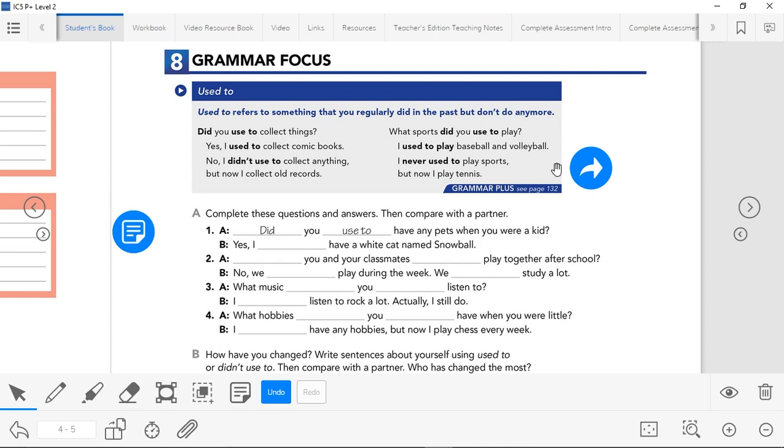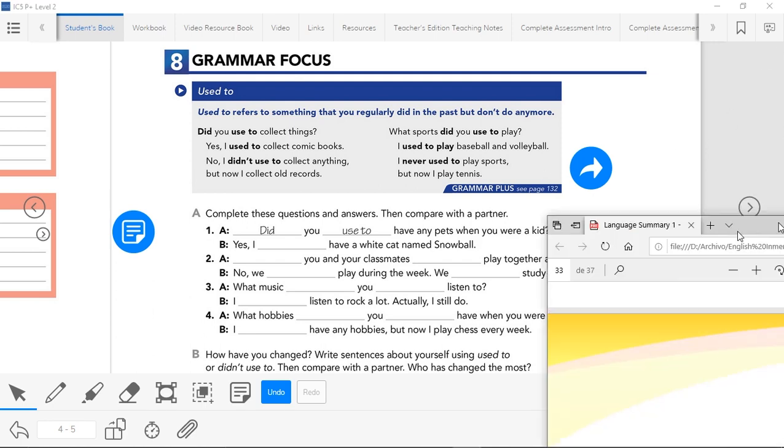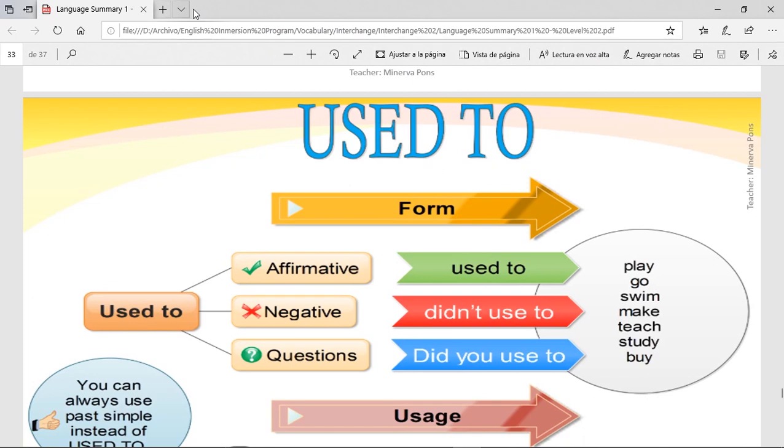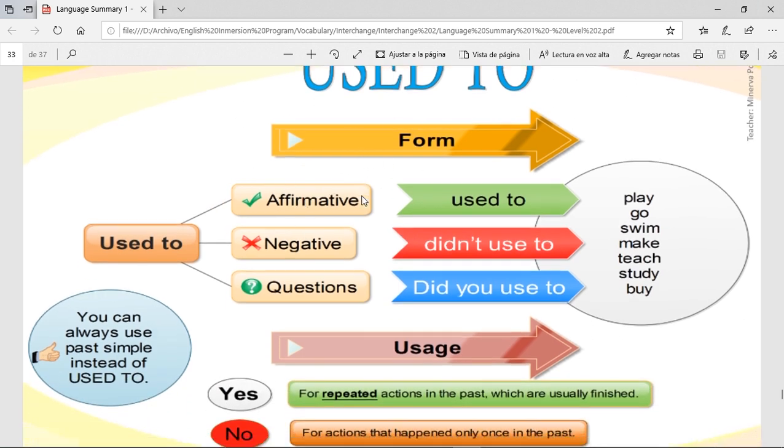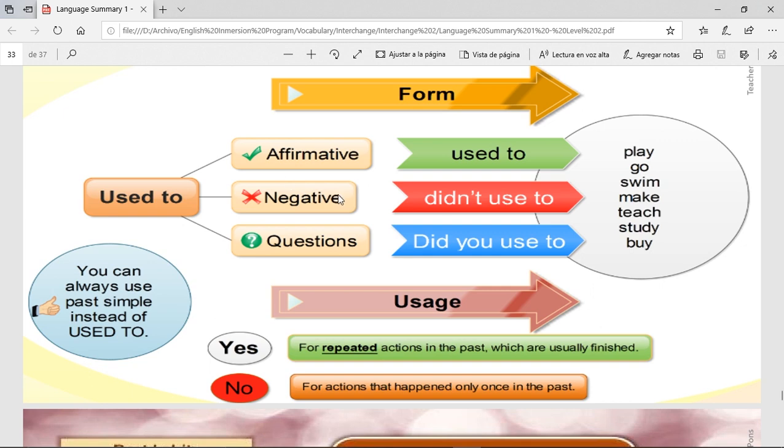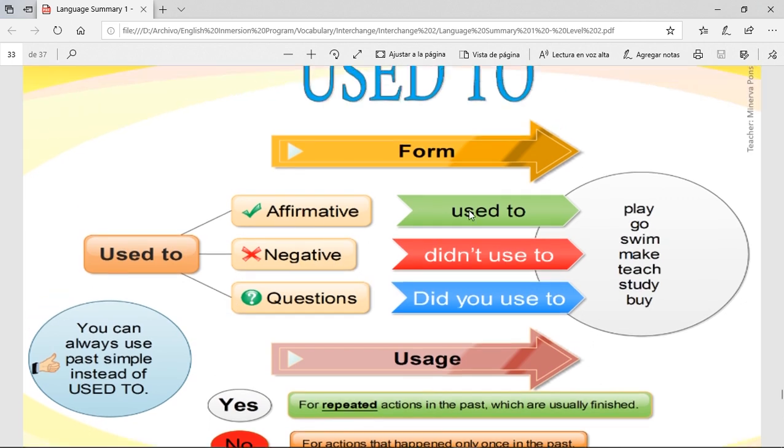Okay? Now, let's take a moment to see this material about used to, to better understand all of this. First is to see the form of how to use used to. We can use it in affirmative, in negative, and in questions. For affirmative, you use used to, with the D, so it's in the past. And you can say used to play, used to go, used to swim, used to make.